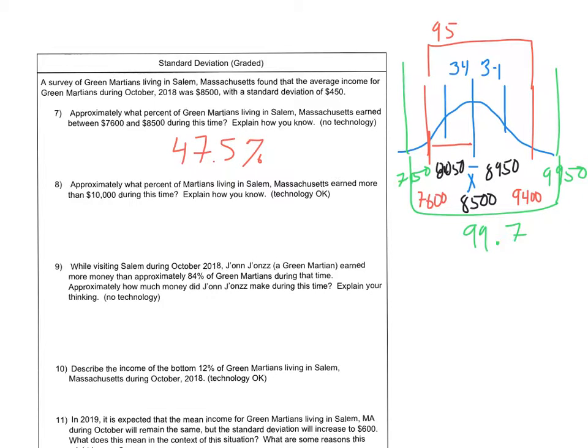Approximately what percent of Martians living in Salem, Massachusetts earned more than $10,000? I'm going to use Desmos for this, and in doing so, I end up getting 0.000429. In terms of a percent, that's 0.0429%. And that's using that probability function that we've used before.